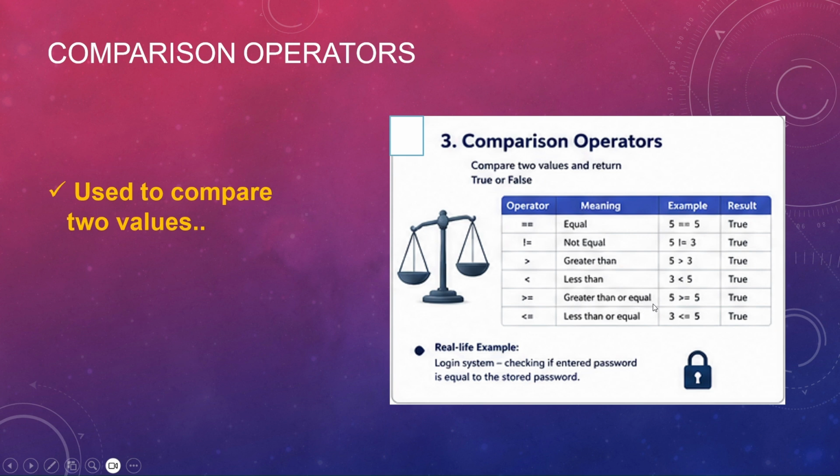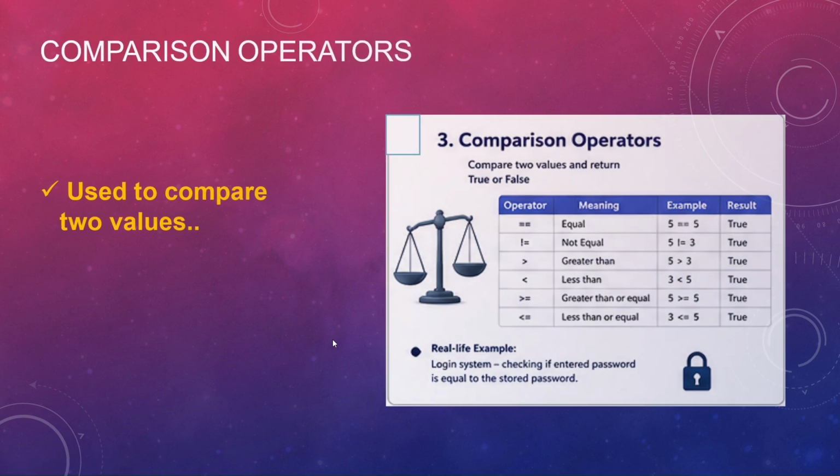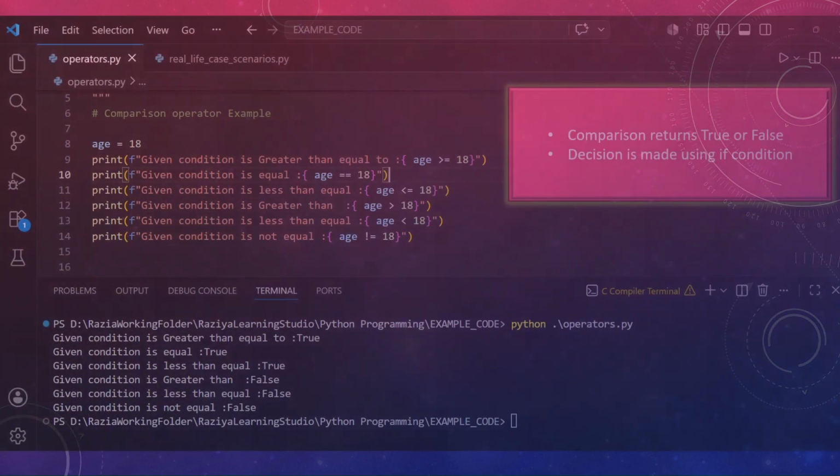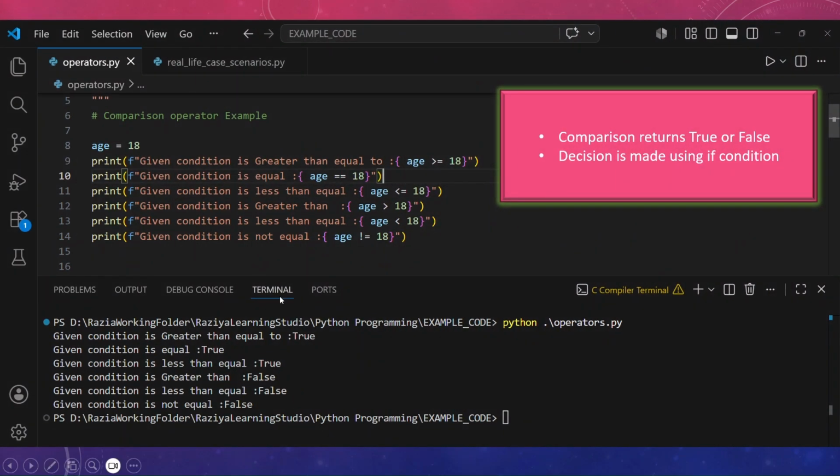Is it greater than, or is it equal to? So two conditions are checked at the same time. Similarly here, less than or equal to. So where are these used? First, I have checked the operators to see what exactly you get.